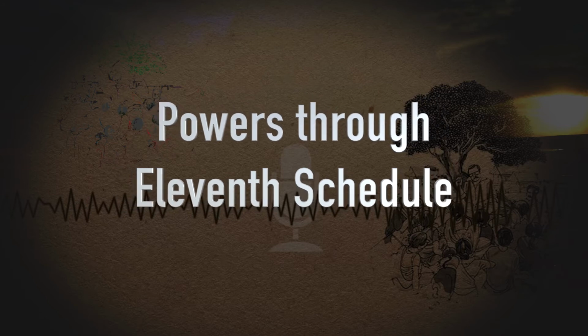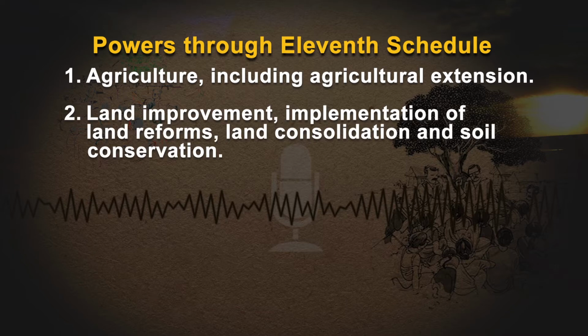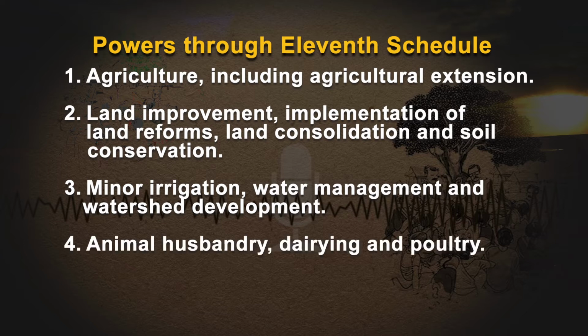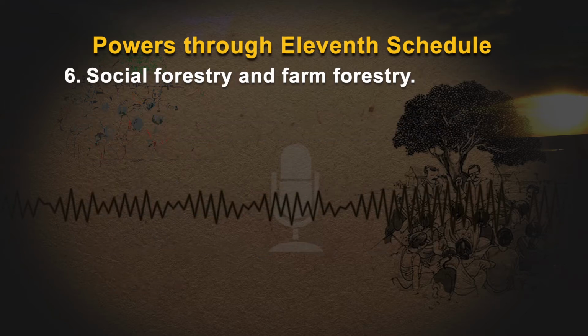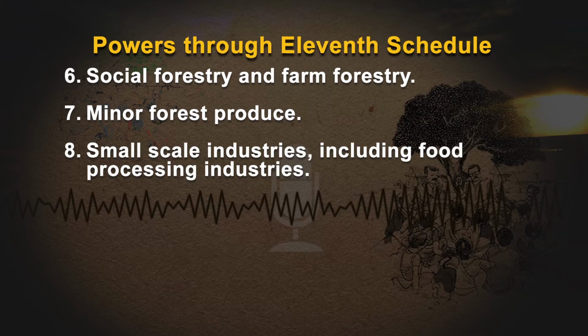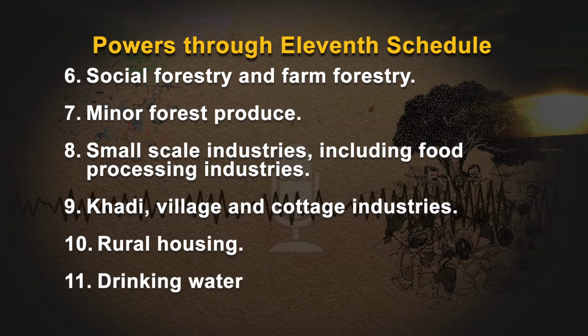Powers through the 11th schedule are: 1. Agriculture including agriculture extension. 2. Land improvement, implementation of land reforms, land consolidation and soil conservation. 3. Minor irrigation, water management and watershed development. 4. Animal husbandry, dairying and poultry. 5. Fisheries. 6. Social forestry and farm forestry. 7. Minor forest produce. 8. Small scale industries including food processing industries. 9. Khadi, village and cottage industries. 10. Rural housing. 11. Drinking water.